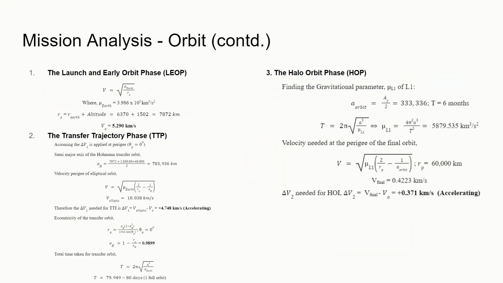The first phase, the launch and early orbit phase, has an orbital velocity of 5.29 kilometers per second. The transfer trajectory phase, for transfer trajectory insertion, will need a delta V1 increase of 4.748 kilometers per second. The time taken for the transfer orbit will be around 40 days.